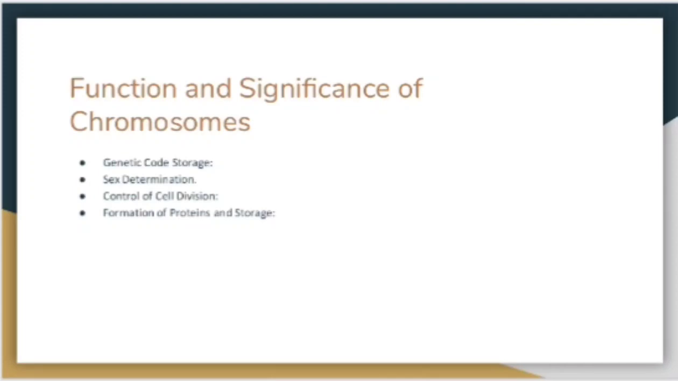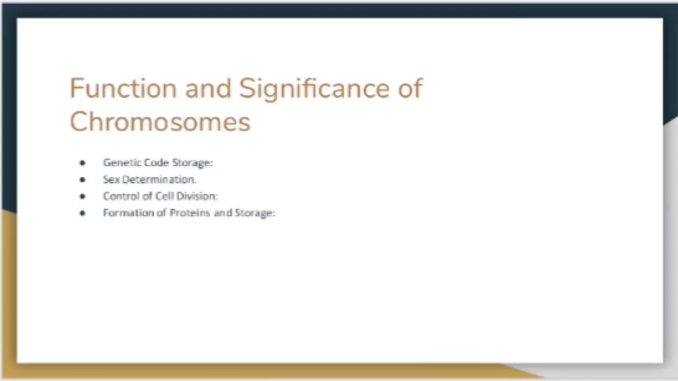Now, control of cell division. Chromosomes check successful division of cells. During the process of mitosis, the chromosomes of the parent cell ensure that the correct information is passed on to the daughter cells required by the cell to grow and develop correctly.